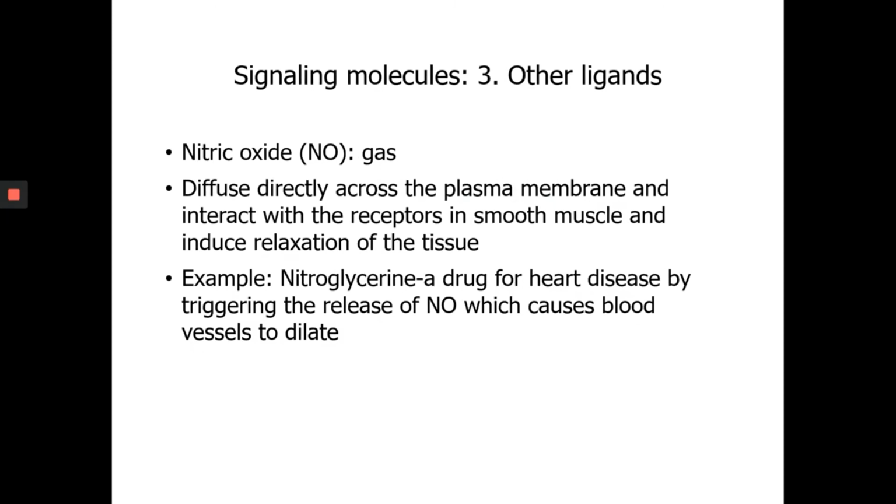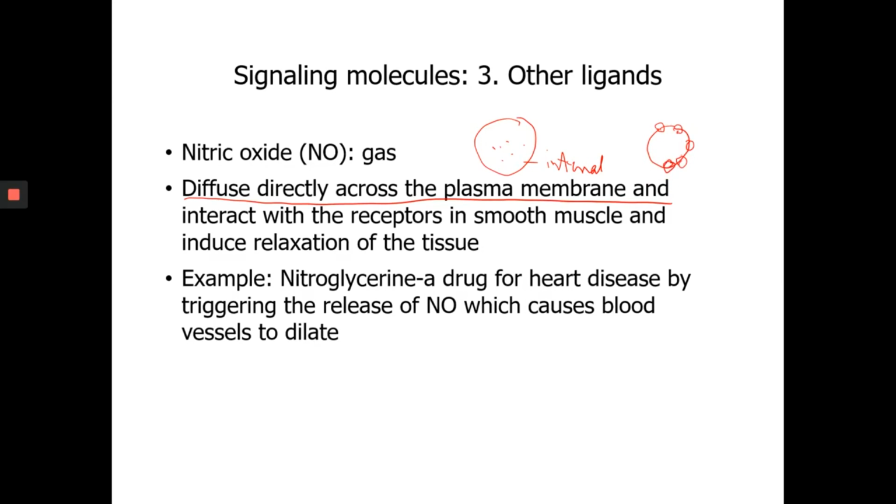And the third group, just other ligands. For example, gases like nitric oxide are very small. They don't carry any charge, right? So they can diffuse directly through the cell membrane. So tell me this, what kind of receptors do you think they will bind to? Internal receptors or cell surface receptors?